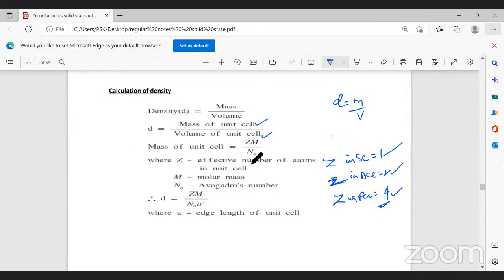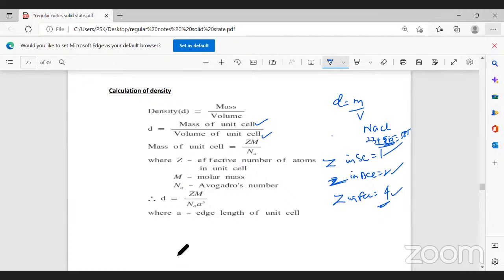So mass of the unit cell is given by the formula Zm by Na. You should know the molar mass. Now, if I ask you to find the density of sodium chloride, what will be the molar mass of sodium chloride? You should be in a position to find out. Atomic mass of sodium is 23 and chlorine is 35.5. So it will be 58.5. You should know how to find the molecular mass. We will learn about that a little later. Now, this is the formula to calculate the mass of the unit cell, Zm by Na.